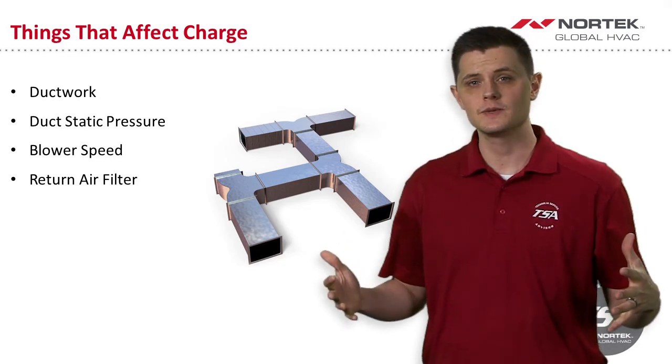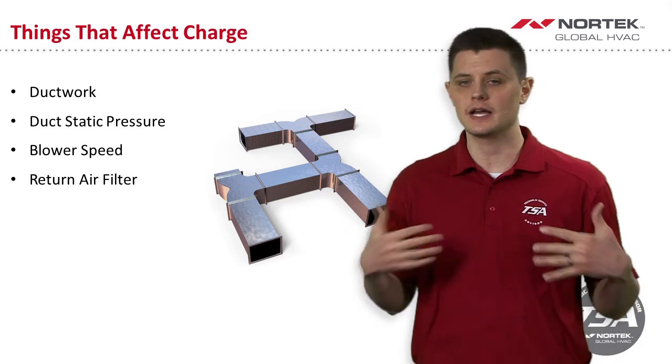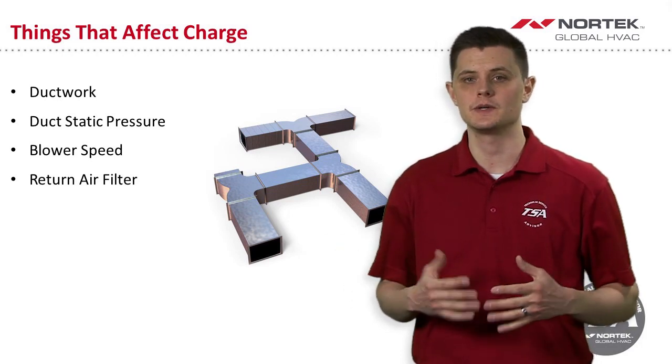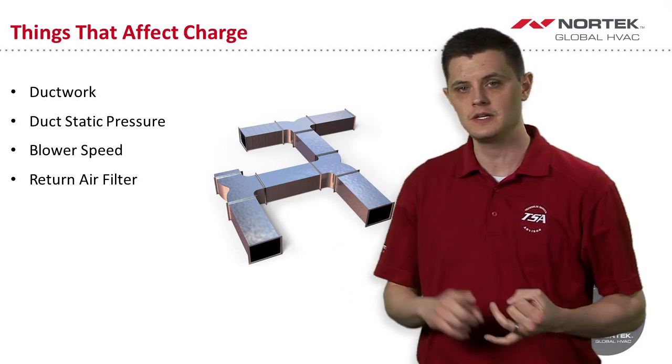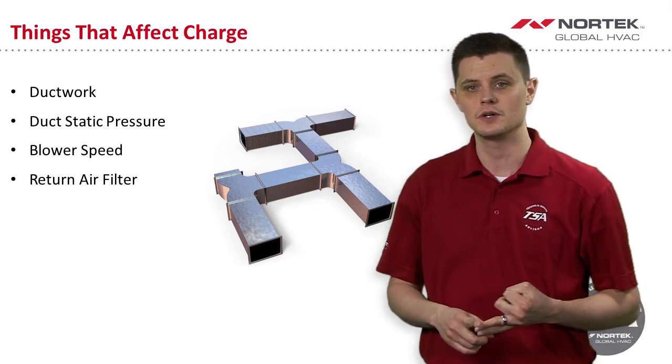And another thing you want to check is the delta T on the system. Basically, what I like to look for over the phone is anywhere from about a 17 to a 21 degree temperature drop going across your indoor coil.